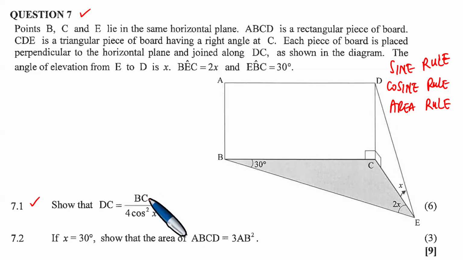Right, so I want to show that DC is this. How do you show that DC is exactly this? For 6 marks. We want to show that DC can be written as BC. So you can see that there is D here, the C, but there's also a BC that is going to come out of this. Right.